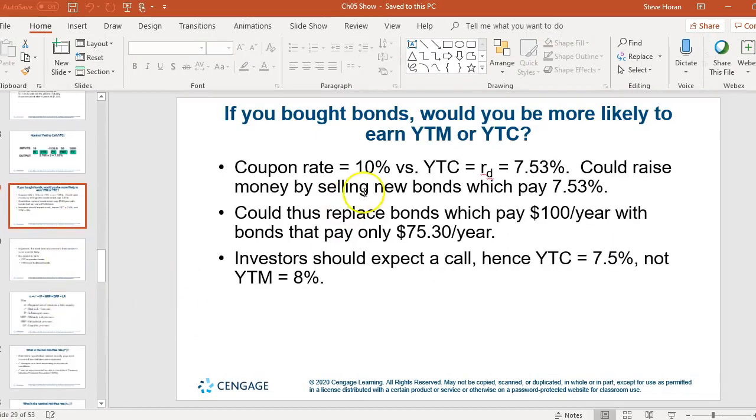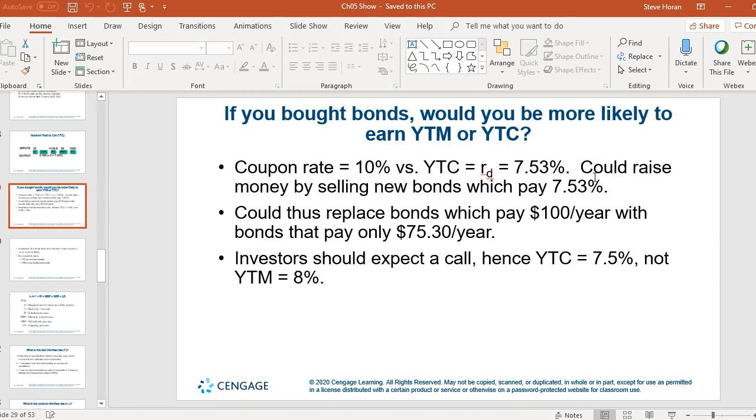Okay. So if you bought bonds, would you be more likely to earn YTM or YTC? And that's the question here. You'll get that kind of a question in the homework for sure. Coupon rate was 10. Yield to call is 7.53. So the company clearly would be better off by refinancing these bonds, right?